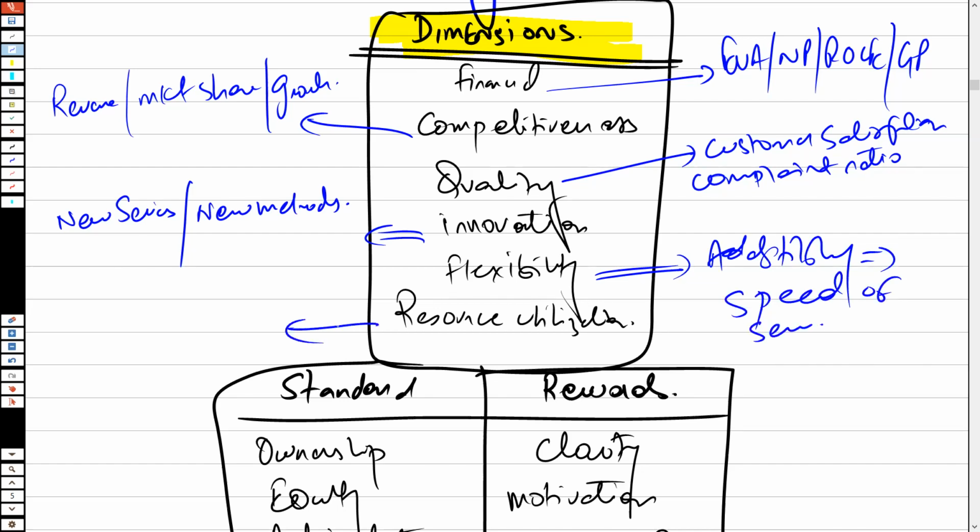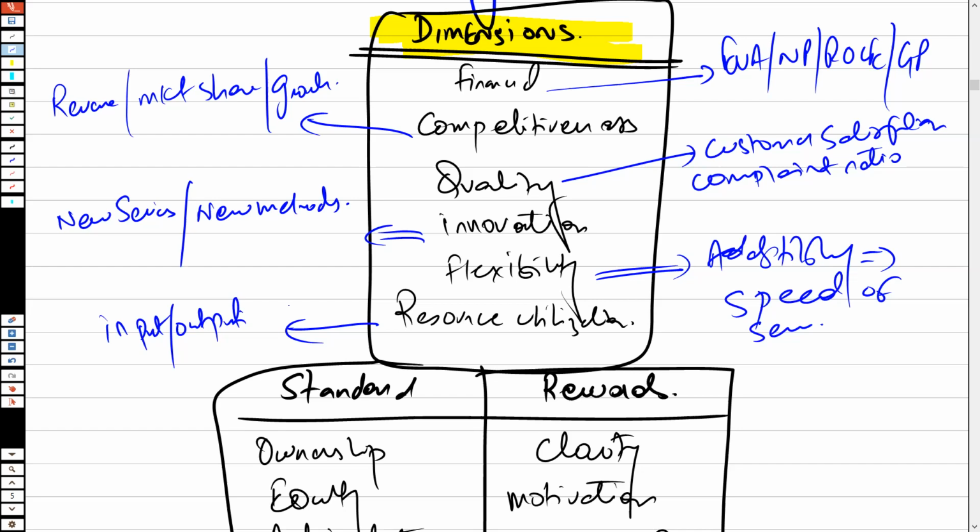Then there's this resource utilization. What exactly do you mean by resource utilization? Resource utilization could be your input output ratios, etc., etc. So basically you have to introduce the performance measures for all of these: financial, competitiveness, quality, innovation, flexibility, and resource utilization. So what is it that you have to do? You have to introduce the performance measures for all of them.